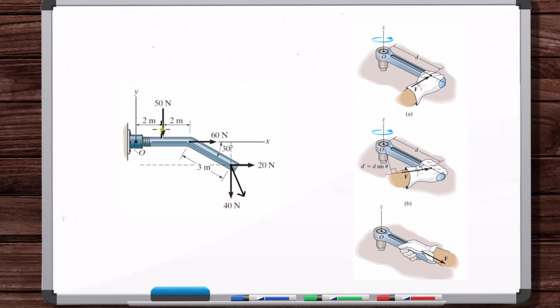And so the moment arm is easy to calculate when you have all the components. Here's the moment arm of this 50 Newton force. This 60 Newton force has no moment arm. This 20 Newton force, this is the moment arm, right? And it's rotating it this way. The 40 Newton force is rotating it this way. And here's the moment arm. And the convention is that a counterclockwise rotation about the point is positive, and a clockwise rotation is negative. And that's really it. You don't think about the idea of a vector. It's just either a positive or a negative rotation.